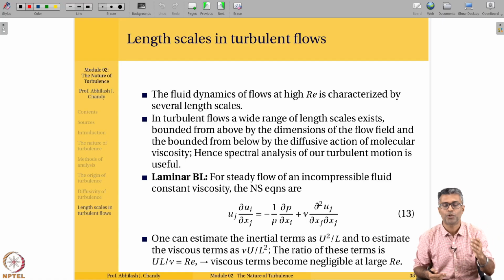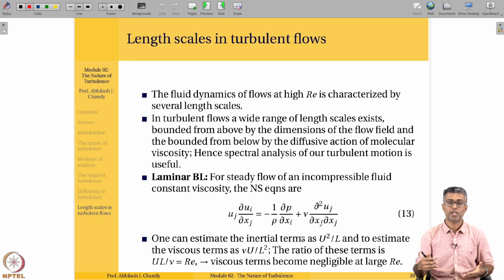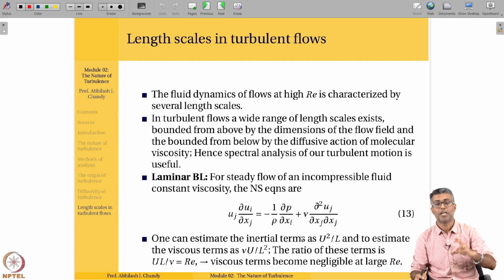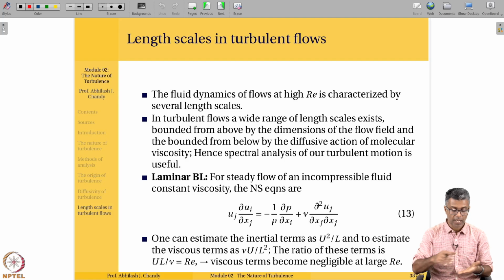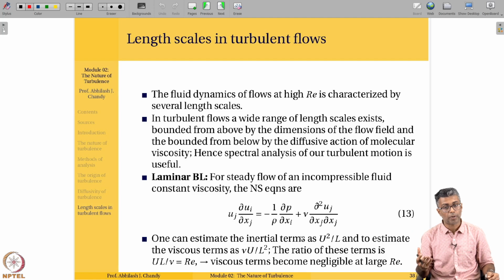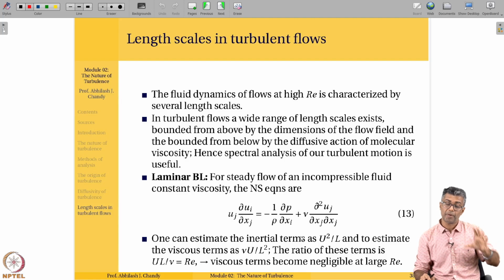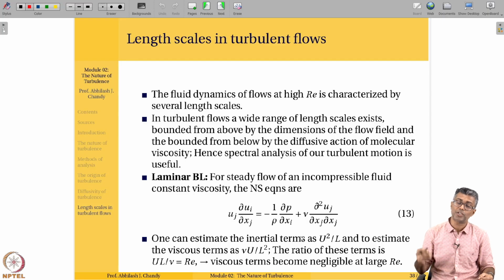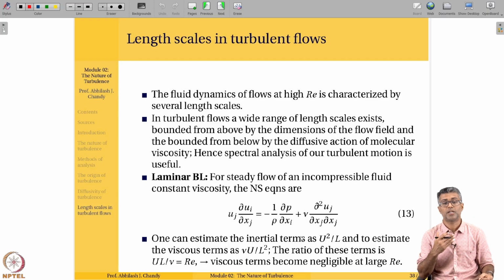In the case of a pipe flow, it would be the diameter of the pipe. In the case of an atmospheric boundary layer, it would be the thickness of the boundary layer. In the case of flow between two plates, it will be the distance between two plates. In the case of flow over a cylinder, it will be the diameter of a cylinder. In the case of flow over a flat plate, just like what you have in an atmospheric boundary layer, it will be the thickness of the boundary layer, so on and so forth. So this would be the dimension of the flow field, correct? This would be the largest length scale, order of magnitude. The smallest length scale would be the smallest scales at which diffusive action, molecular diffusion, is dominant.